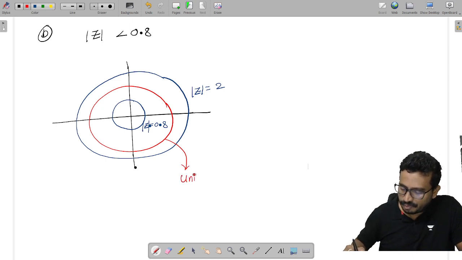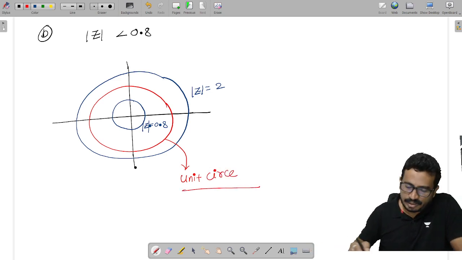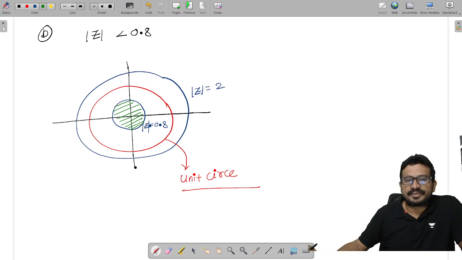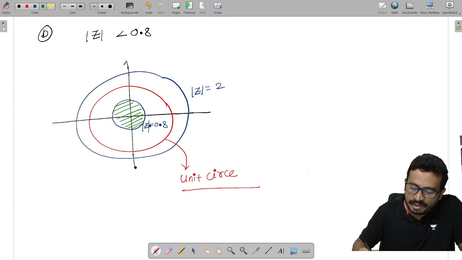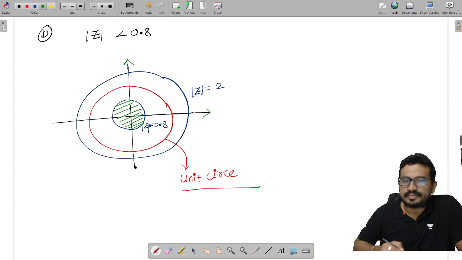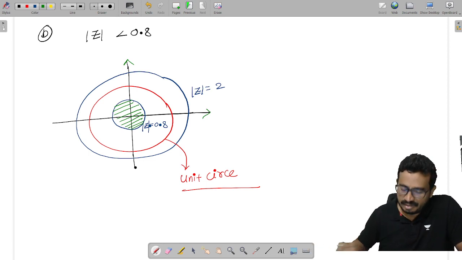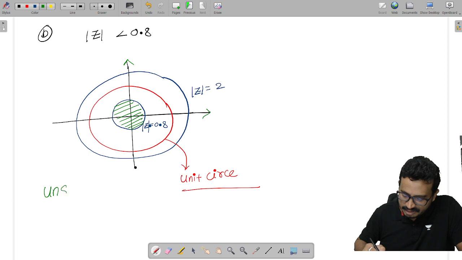You see what is given now, the ROC. Here the ROC is given as less than 0.8. This is the ROC, tell me. Now see whether the ROC includes the unit circle or not. In this case also the ROC does not include the unit circle. So that's why I can say the system is unstable.